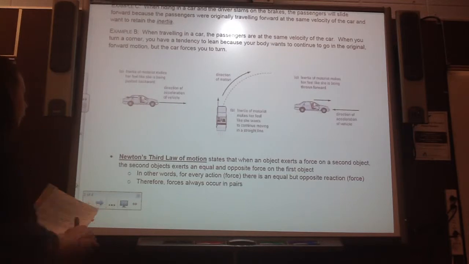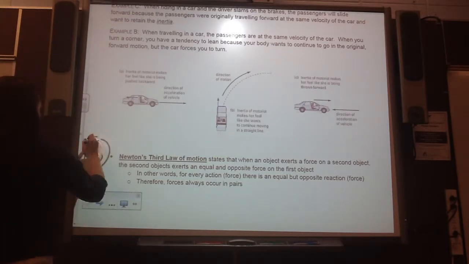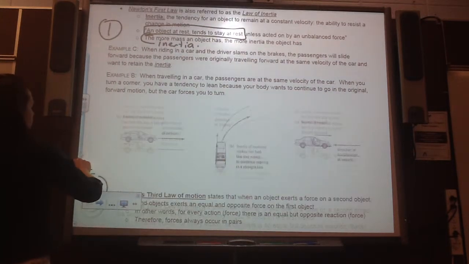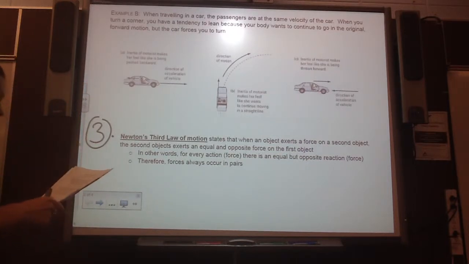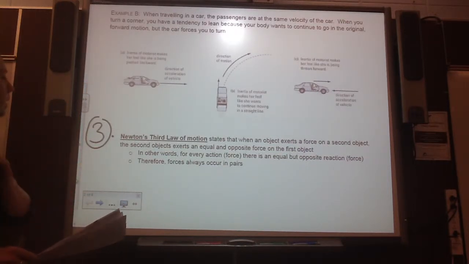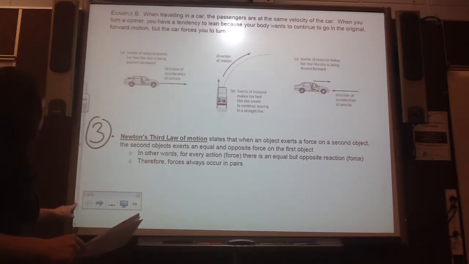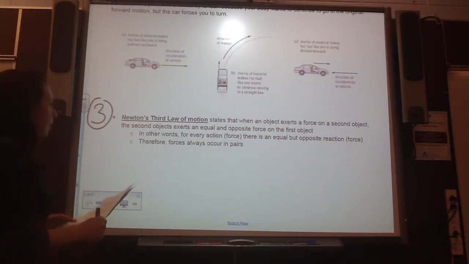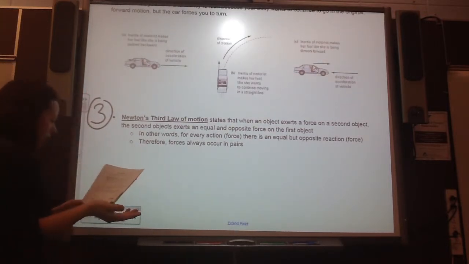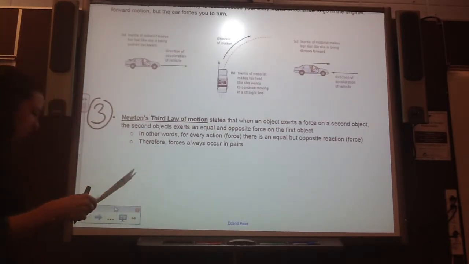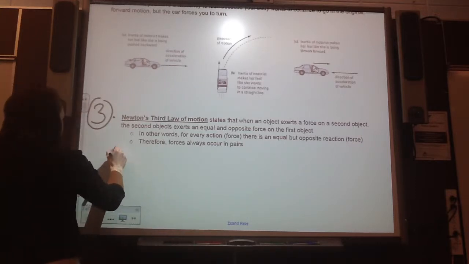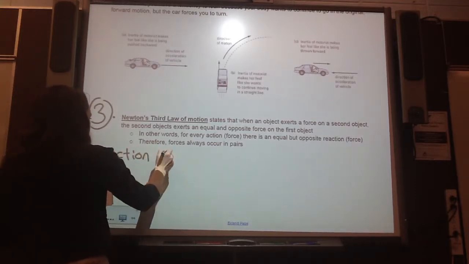Now, Newton's third law of motion, so let's put a big 3 here. Did we put a 1 here? Yeah, we did. So Newton's third law of motion states that when an object exerts a force on a second object, the second object exerts an equal and opposite force on the first. So let's use, let's say, object A and B. Let's call this the action force.